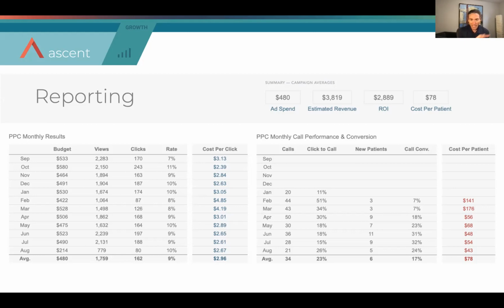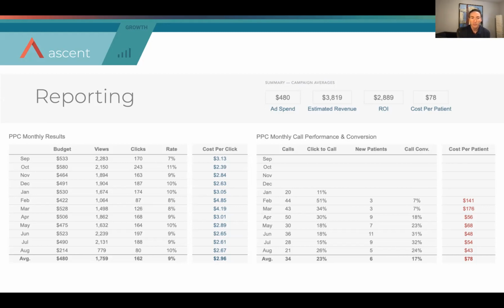But as we pull all this data for this practice, we understand they spend on average up here at the top, $480 on the right-hand side. The estimated revenue they're generating every month is $3,819. You pull out our costs, they should be making around $2,900 every month on return on investment, and their cost per patient, as I mentioned earlier, is $78.